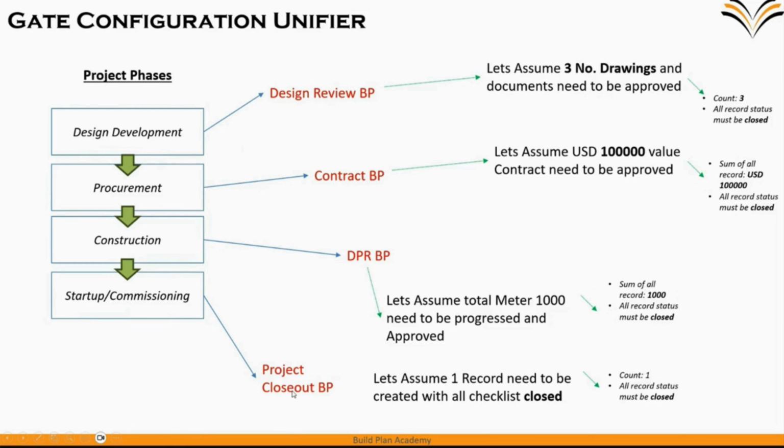In the same way, in the commissioning phase, I will link it to the project closeout BP, where only one record will be there, with multiple checklists. If that is submitted and closed, it will complete the process. So this is the scenario which I have created.